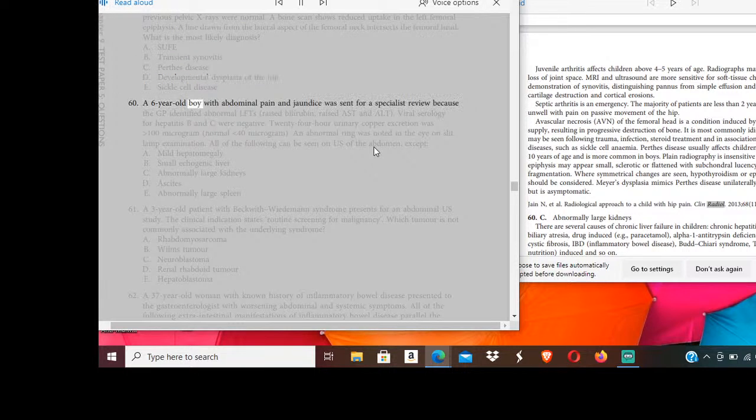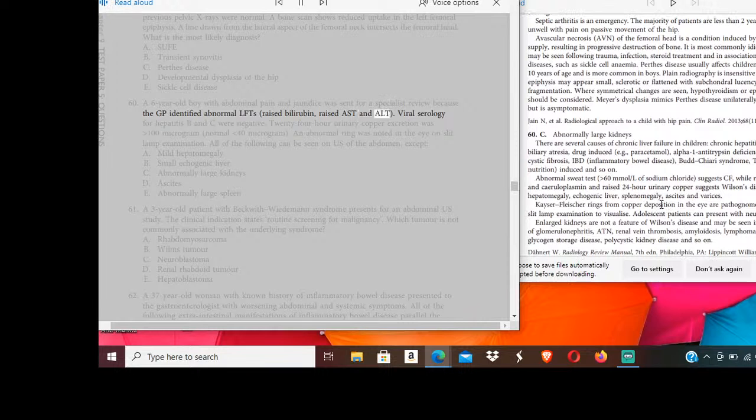60. A 6-year-old boy with abdominal pain and jaundice was sent for a specialist review because the GP identified abnormal LFTs, raised bilirubin, raised AST, and ALT. Viral serology for hepatitis B and C were negative. 24-hour urinary copper excretion was greater than 100 microgram, normal 40 microgram. An abnormal ring was noted in the eye on slit lamp examination.